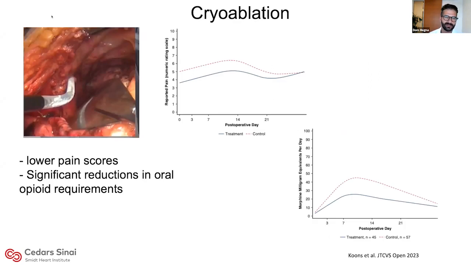But what about cryoablation? Some programs have moved towards using cryoablation. This is a study out of Penn, where they compared cryoablation to their standard protocol approach, which I have to say does not involve epidurals or paravertebral blocks or any sort of blocks. It just involves IV and oral opioids and analgesia with Tylenol, and if need be, they move to epidurals or further blocks. But when they compared cryoablation to their standard approach, they saw lower pain scores with cryoablation and significant reductions in oral opioid medications.